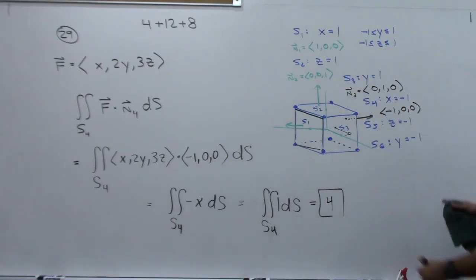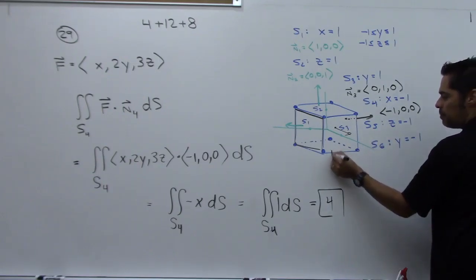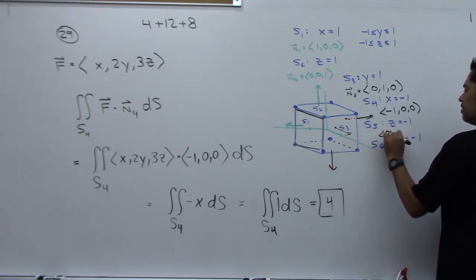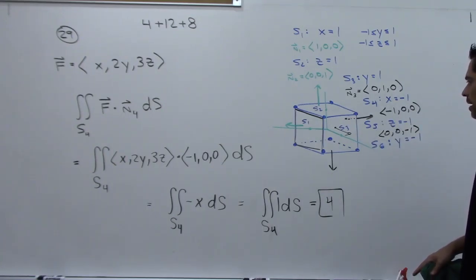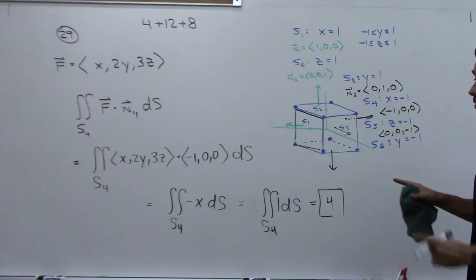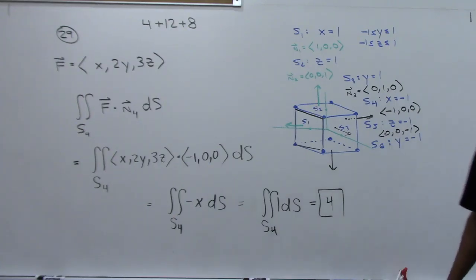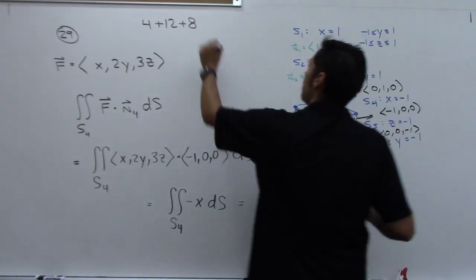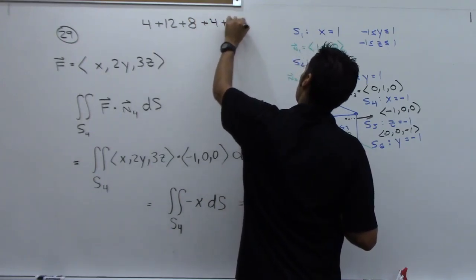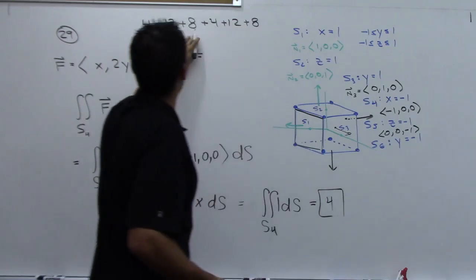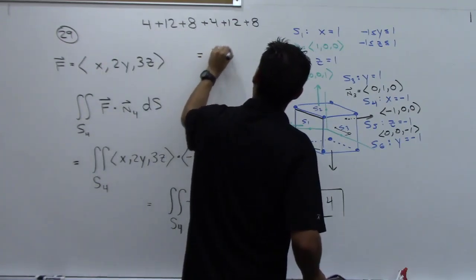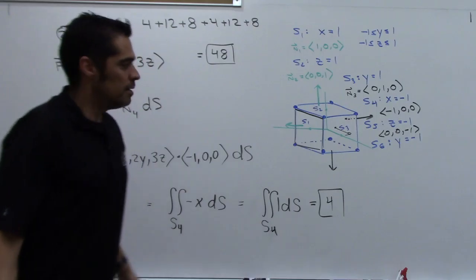And I'll finish it up. For S5, the normal vector is pointing down, so that's the vector (0, 0, -1). And I believe if you work through all that again, you're going to get 12 again. And then if you work through the other one, you're going to get 8 again. So you should have this plus 4 plus 12 plus 8, which is, what is that? 24 and 24, 48 should be the flux for that one. So there you go.